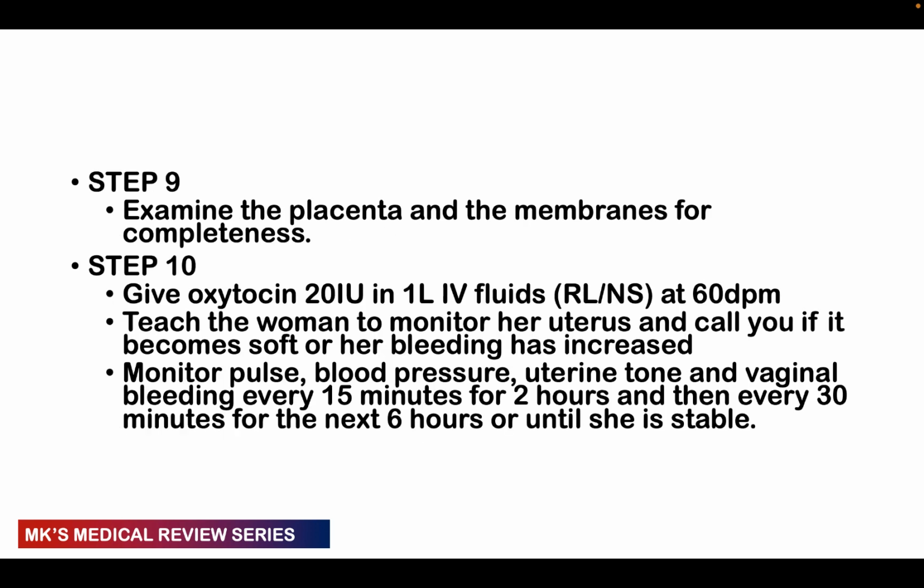You examine the placenta and the membranes for completeness and make sure that you put this woman on an oxytocin infusion, 20 international units in 1 liter of IV fluids, either Ringer's lactate or normal saline, to run at 60 drops per minute. You should teach the woman to monitor her uterus and to call you if the uterus becomes soft or if the bleeding has increased. You should ideally monitor the pulse, the blood pressure, the uterine tone, and the vaginal bleeding every 15 minutes for 2 hours. Then you can monitor every 30 minutes for the next 6 hours or until this patient is stable.